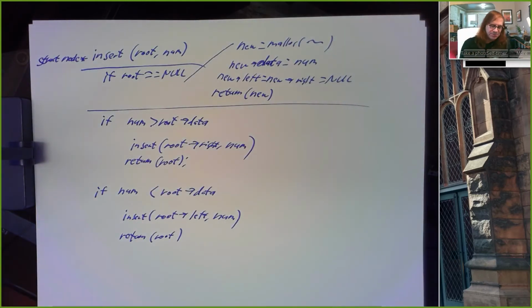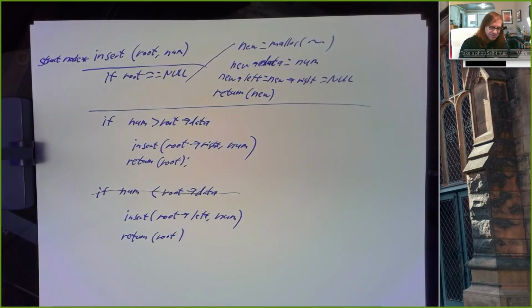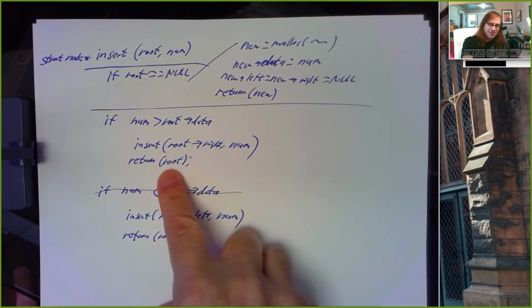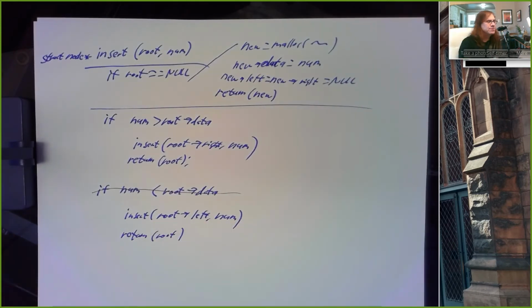And again, since we're returning, we don't really need to have this if statement in here. But I would put some comments in or something, right? So if the number is bigger than the root, insert it on the right and return the result of that. Otherwise, insert it on the left and return the root.